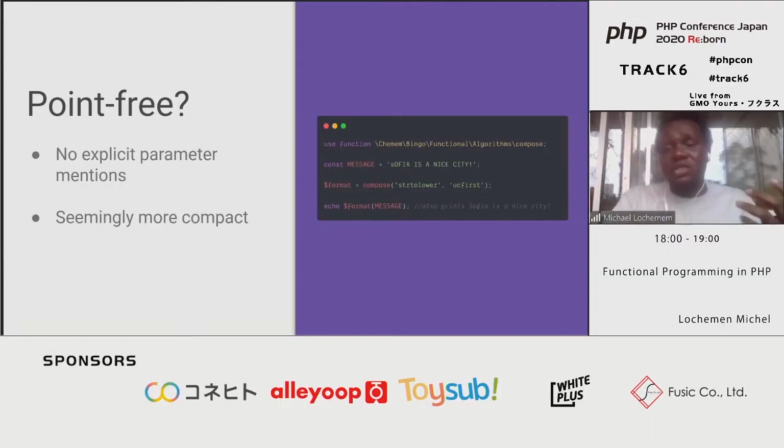Sofia in Bulgaria. So this is point-free. The point-free style is essentially a really nice way of composing functions. It's more compact. And the caveat here is it works on functions that have an arity of 1, basically an argument count of 1, right?